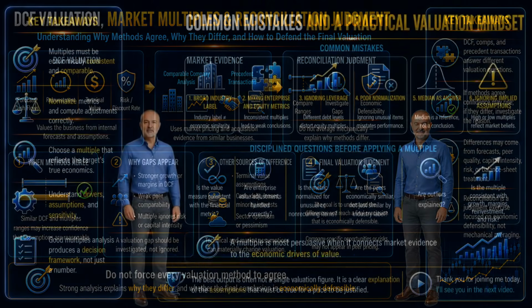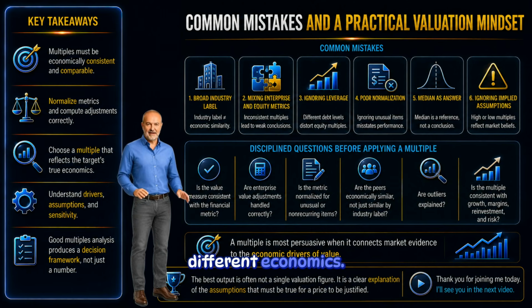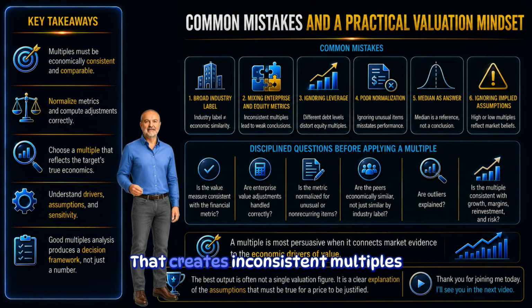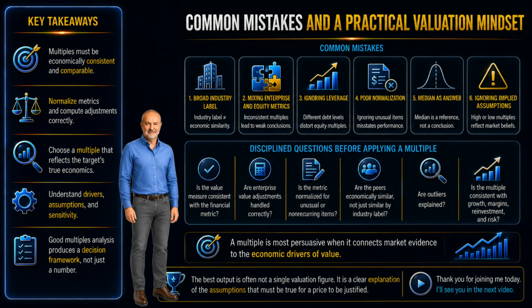Let's finish with common mistakes and a practical valuation mindset. The first mistake is using a broad industry label as comparability. Companies in the same sector can have very different economics. The second mistake is mixing enterprise and equity metrics. That creates inconsistent multiples and weak conclusions. Another mistake is ignoring leverage. Equity multiples can be distorted when companies have different debt levels.